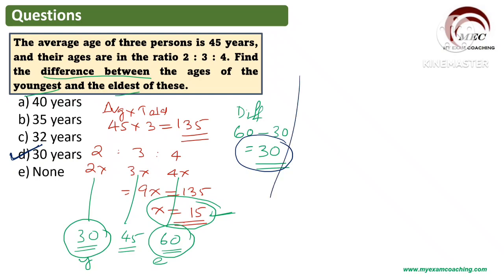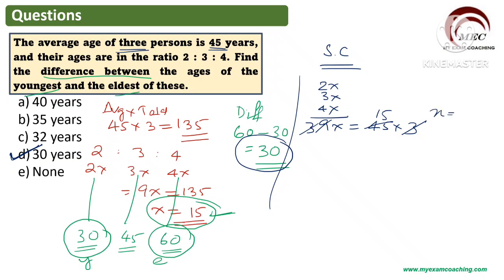Now let us solve it using the shortcut method. What is the shortcut method? The average age of 3 persons is 45. Don't worry. Let us write like this: 2x, 3x, 4x. Total we got 9x equal to the average of 3 persons, 45 into 3. So 45 into 3 is equal to 9x. Cut this 3 and this 9, 3 times. Cut this 3 and this 45, 15 times. We got x is equal to 15.